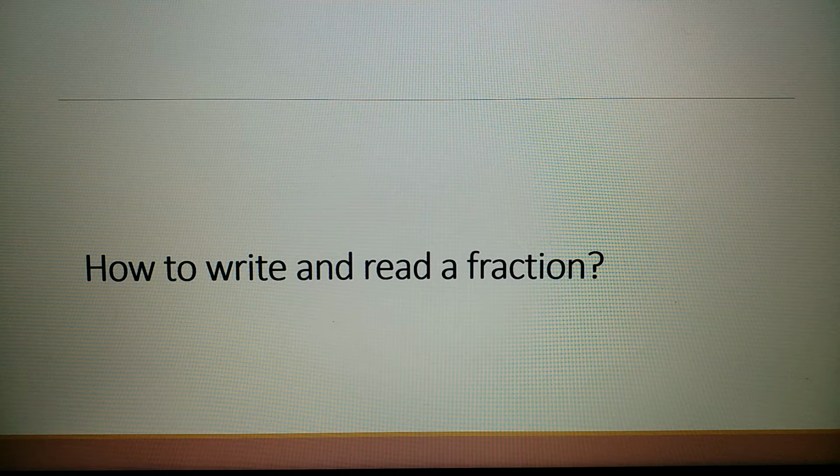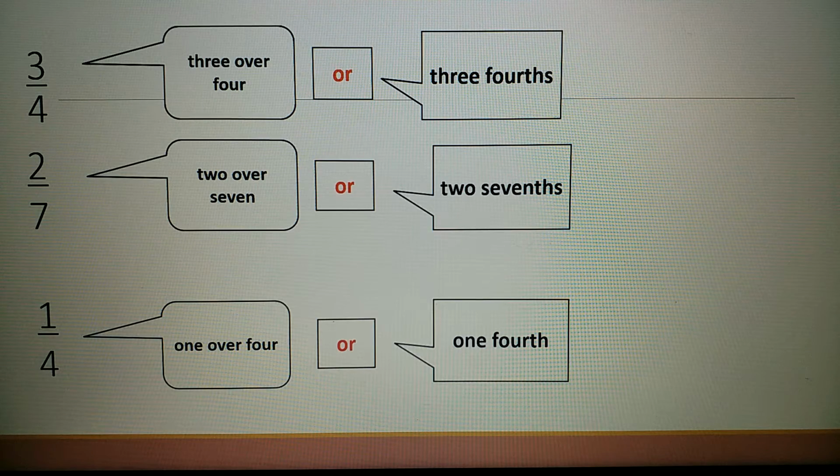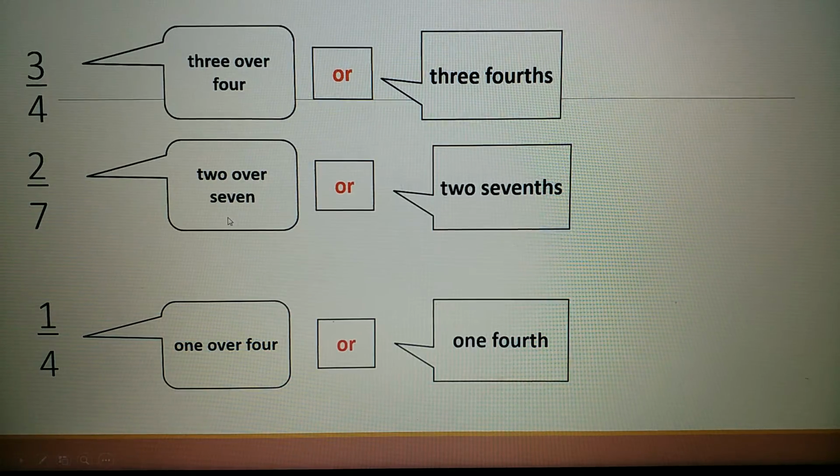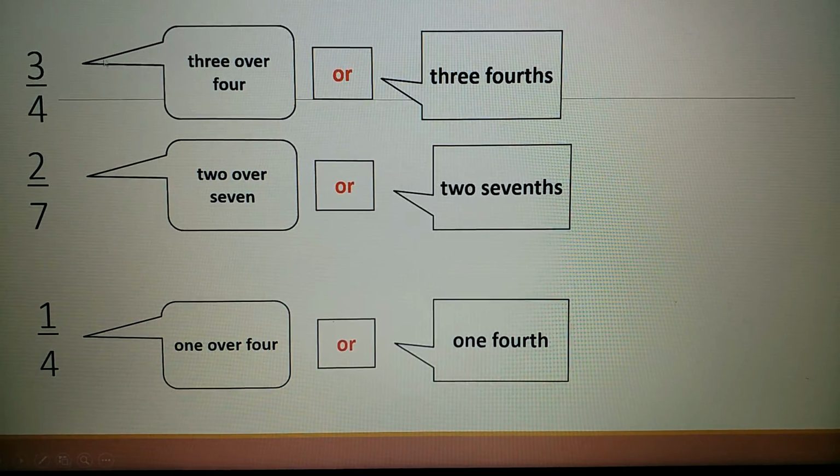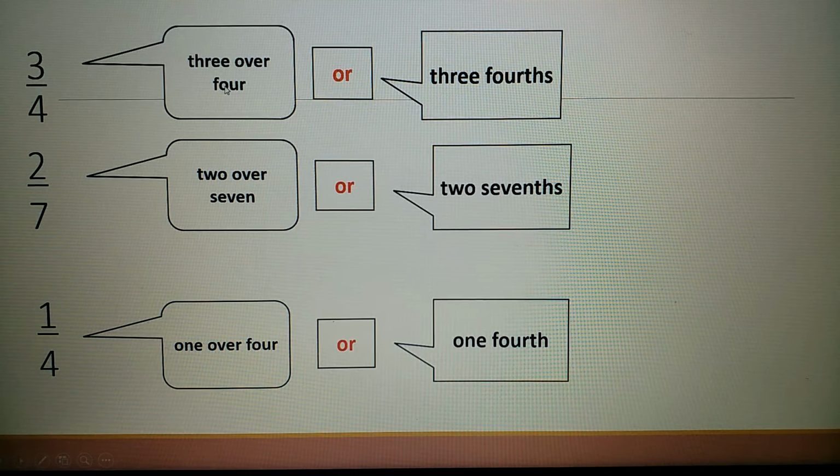So how to write and read a fraction? Again, we have two ways to read and write a fraction. The first way is this one, 3 over 4. Read also the line: 3 over 4, 2 over 7, 1 over 4. If you are going to use the first way, do not add th and s. But if you are going to use the second way, like for this, 3 over 4 or 3/4.